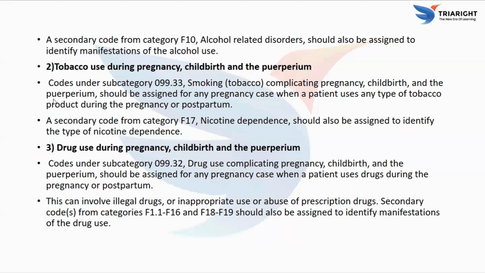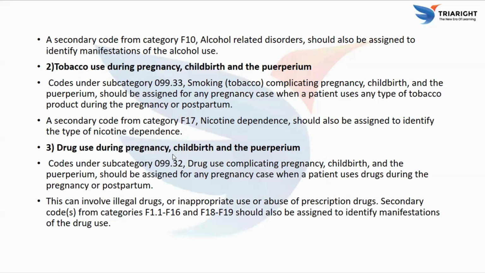And the second guideline is tobacco use during pregnancy, childbirth, and puerperium. Puerperium is nothing but the period after childbirth, usually 6 weeks. So you have to use the O99.33 category code when the mother smokes or uses any tobacco product during pregnancy or postpartum. You have to always add a secondary code from the category F17 to show the type of nicotine dependence, for example, cigarettes, chewing tobacco, or e-cigarettes. Tobacco use increases the risk of premature birth, low birth weight, placenta previa, and sudden infant death syndrome.